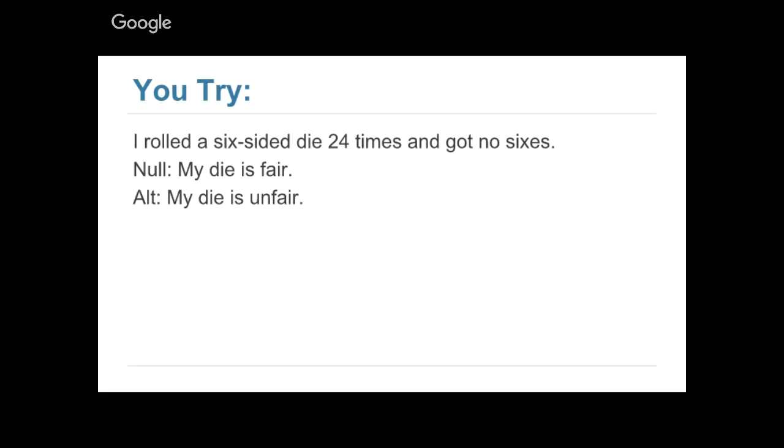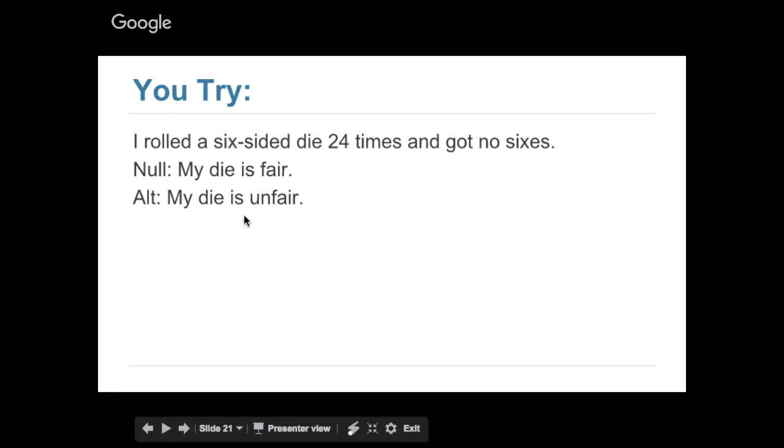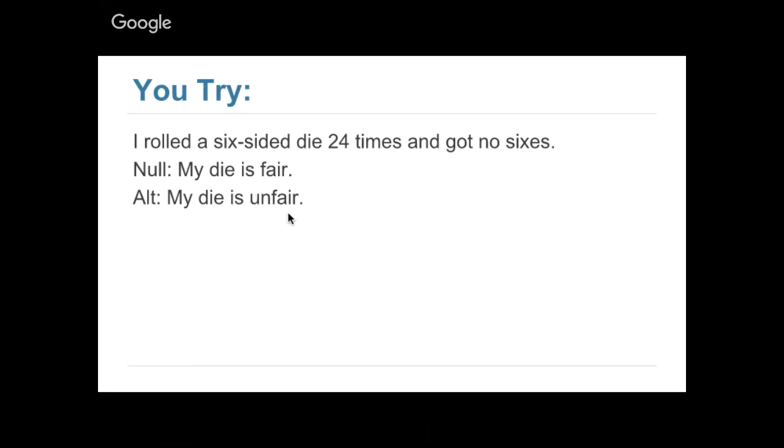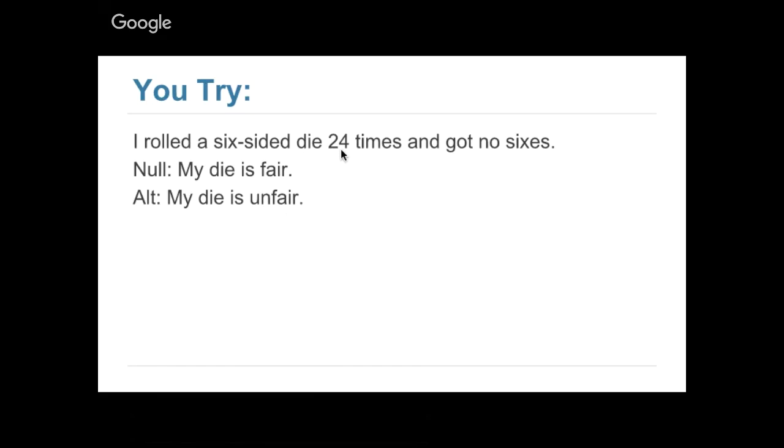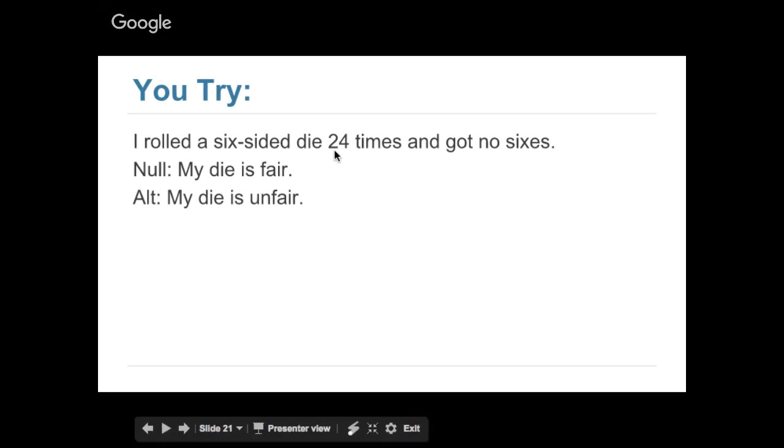So, roll a 6-sided die 24 times. I got no 6s. Null: my die is fair. Alternative: the die is unfair. So based on my alternative, what do I want to find? I want to find how far away my sample is from my expected value of 6s, right? If I roll a 6-sided die 24 times, I should get about 4 6s. I expect about 4 6s because each face is equally likely. So about 1/6 of these 24 should be 6s.